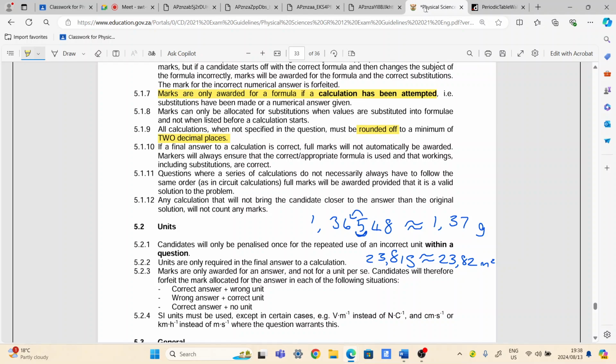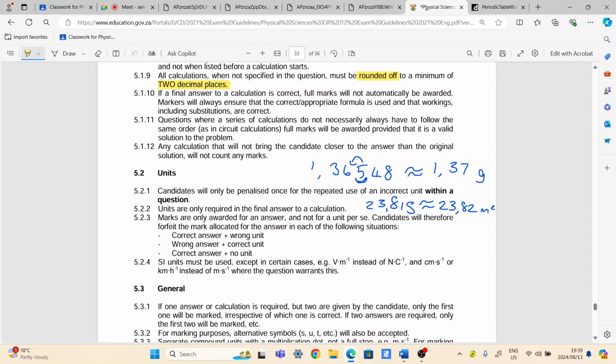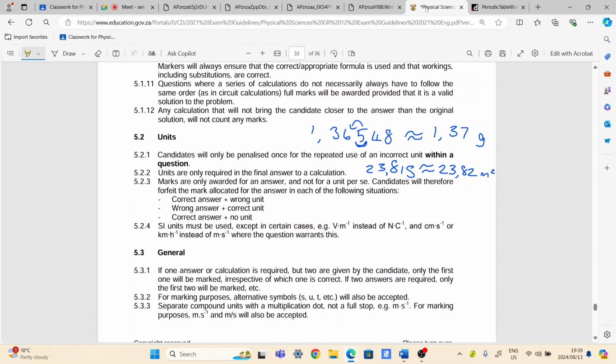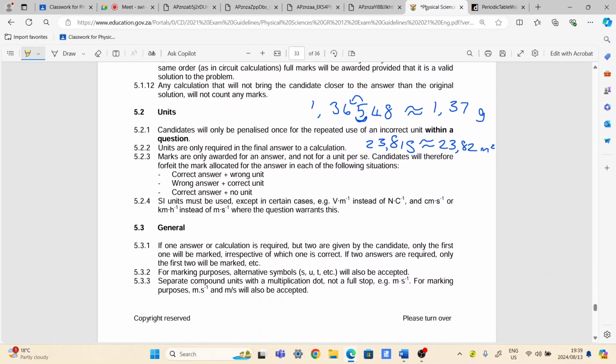Markers will always ensure that the correct and appropriate formula is used, that the workings are included, and that substitutions are correct. Questions where a series of calculations don't necessarily always have to follow the same order: full marks will be awarded provided that it is a valid solution to the problem. Okay, that's fine. Units. Candidates will only be penalized once for the repeated use of incorrect units. So that's not something you really need to focus on. You won't lose too many marks if you're using the incorrect unit in an equation. Okay.